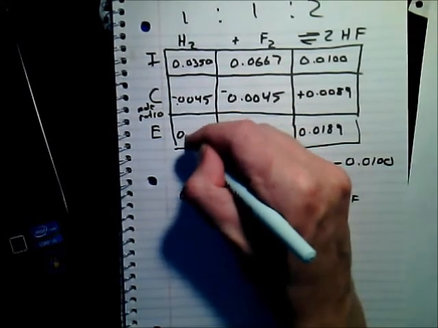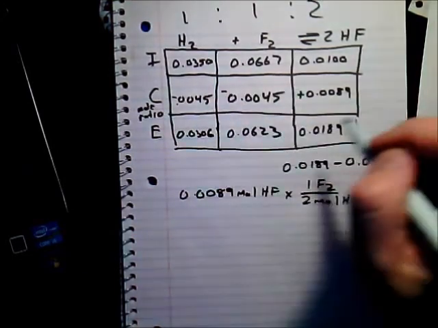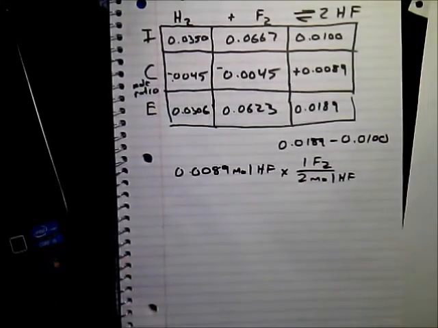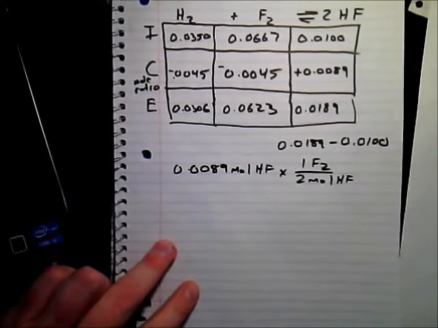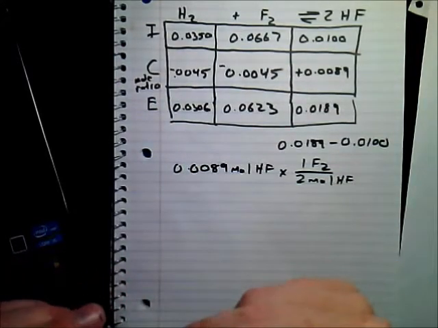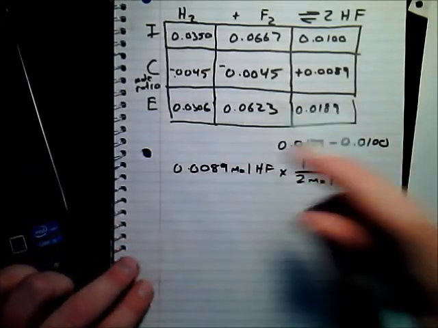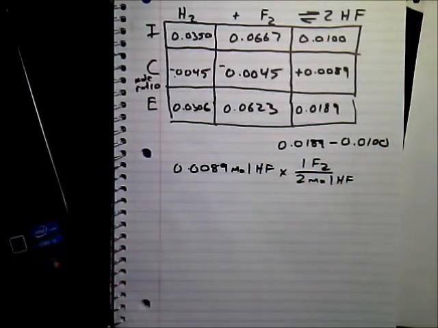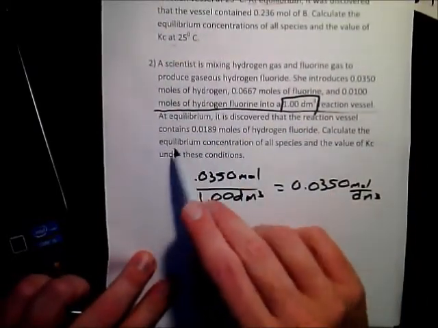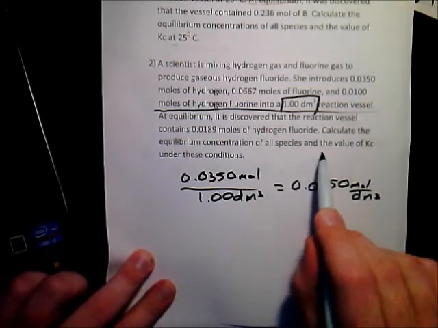And then 0.0306. This minus this equals that. So I've done all the hard work on this problem already. What I need to do is really just write down the answers. That's the first part, and then figure out the second part. So, calculate the equilibrium concentration of all species. Okay, I've got that. I just need to clarify it and write it down.